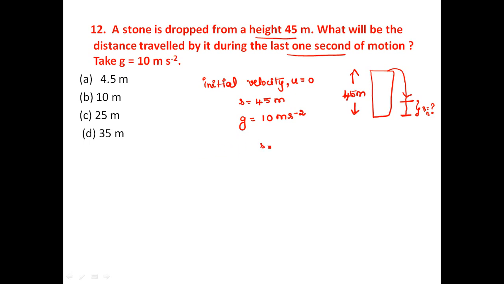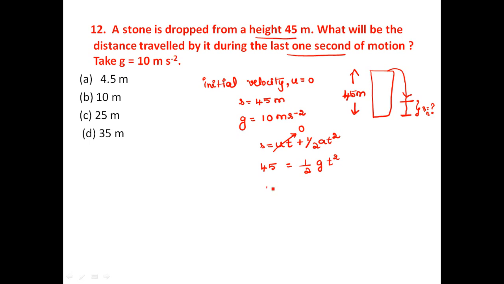We have the second equation of motion, S is equal to ut plus half at square, right? So that makes u to be 0. What about S? It is 45, the total distance covered. Since the stone is falling from the top to bottom, acceleration due to gravity is g. What about the time taken? That's what we have to calculate. It is written as t square as it is.